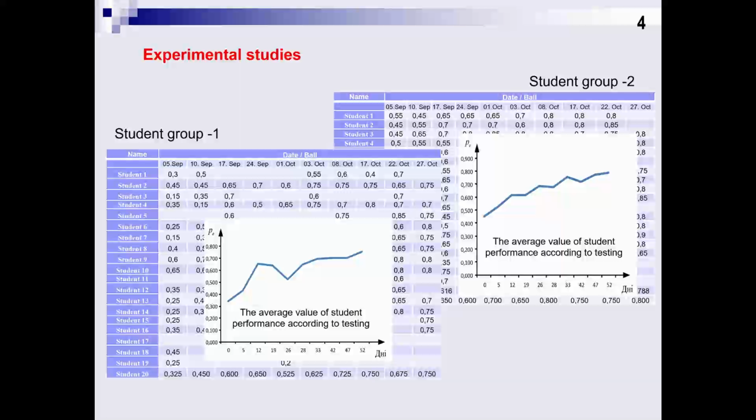Slide 4. During the 2019-2020 academic year at the Mykhailo Ostrohradskyi Kremenchuk National University, an experimental study was carried out among the third-year students in the study of the discipline Theory of Electric Drive.